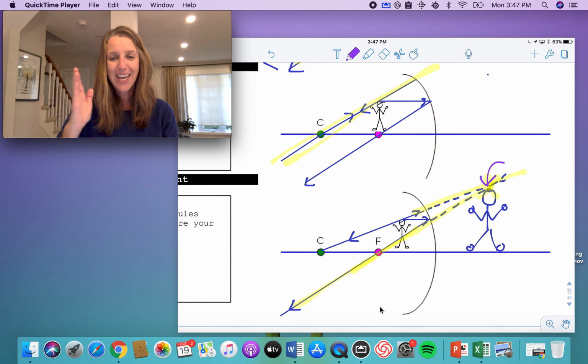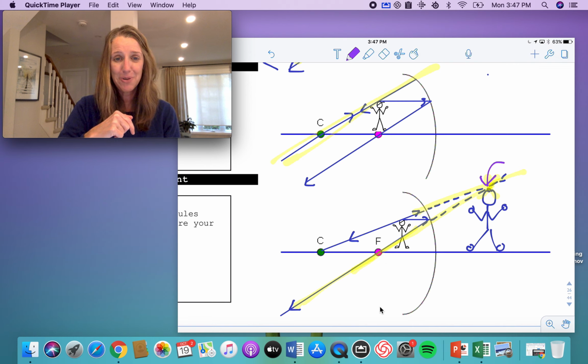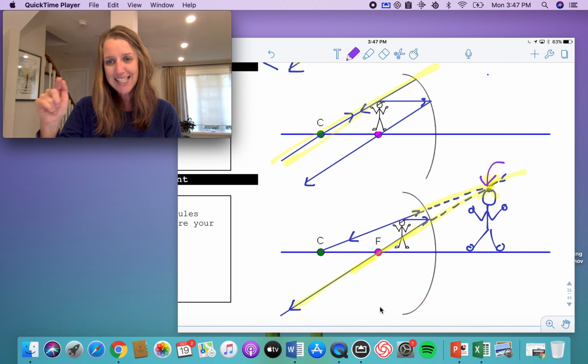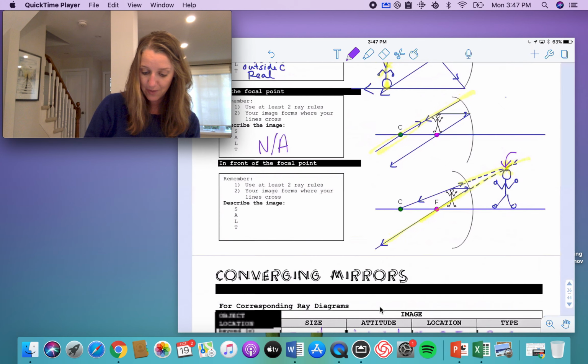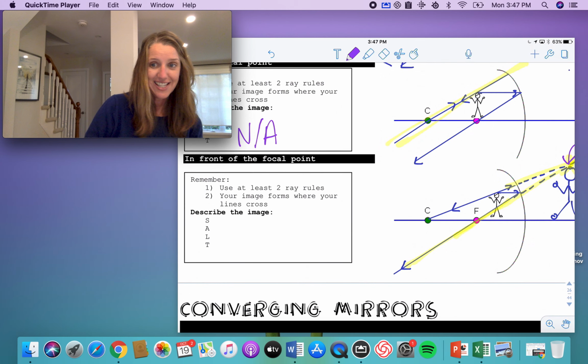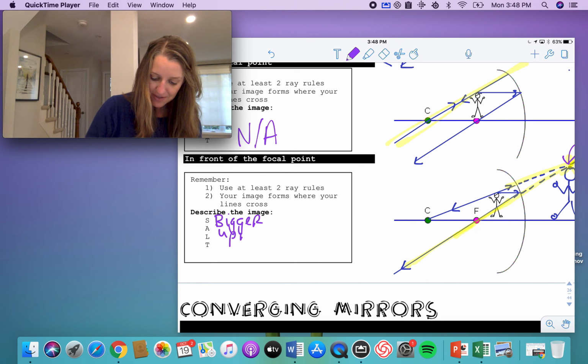Okay? Anything behind the mirror should have a dotted line. I can't draw my little stick figure guy with dotted line, but if you can on paper, could you do that? Because that would be most correct. My little guy's head is now here, and now how do you describe that image? Okay, what's the size of the image? Is it the same size, bigger or smaller? It is bigger. Attitude, upright or inverted? Upright. Location, behind the mirror.